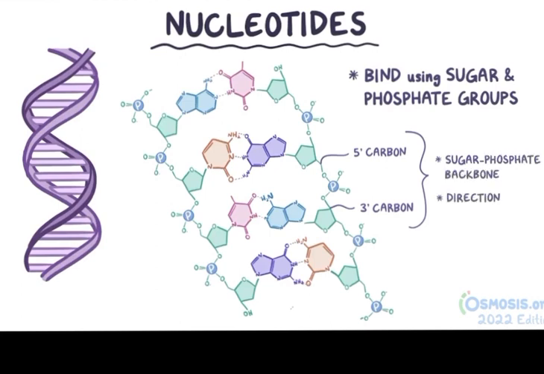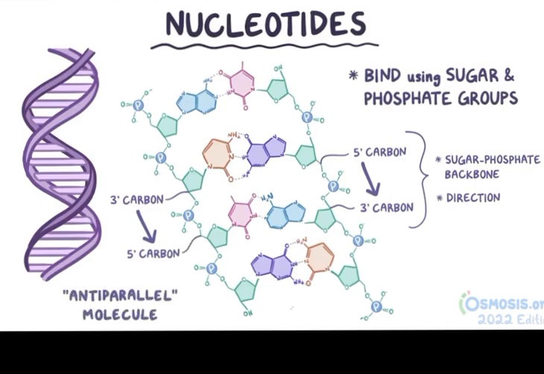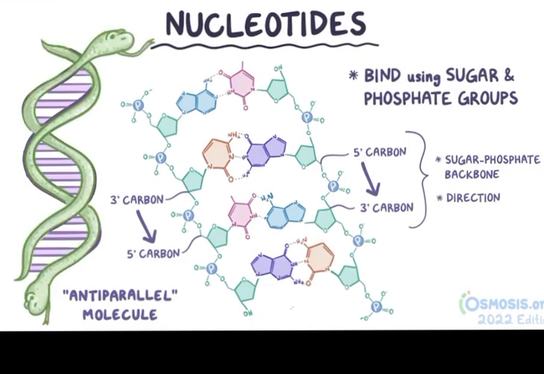One of the strands runs from the 5' end toward the 3' end, while the other one runs from the 3' to 5' end. This makes DNA an anti-parallel molecule. It's kind of like 2 snakes coiled up together but facing different directions.